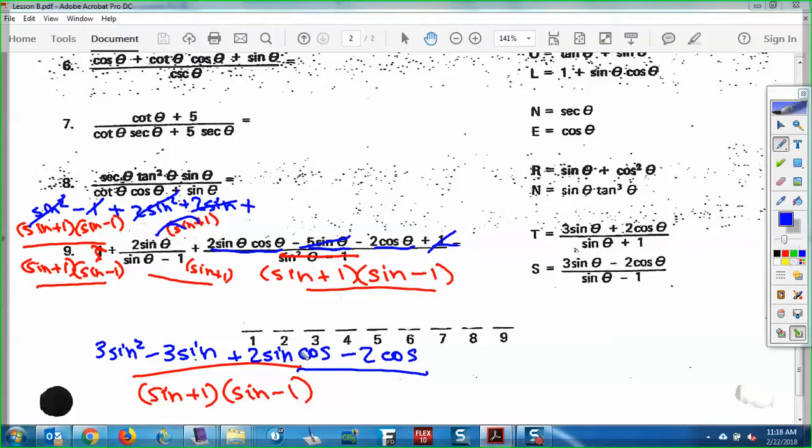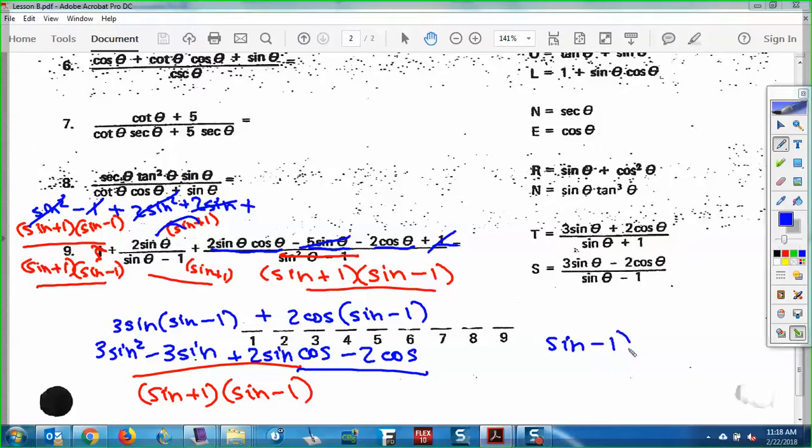Take out a what? Take out a 3 sine. Look at those 2. Take out a 2 cosine. Okay, so now take out a 3 sine here. You're going to have sine minus 1. That's a good thing. And you got 2 cosine here, and you're going to be left with what? Oh, sine minus 1. That's a really good thing. Okay, so now on top you have 2 things that both have a what? You have 2 things here, this and this, that both have a sine minus 1.